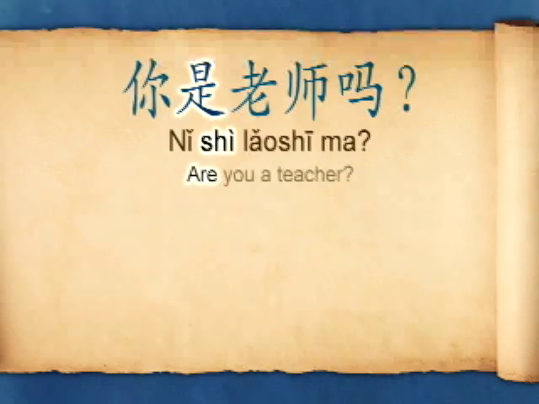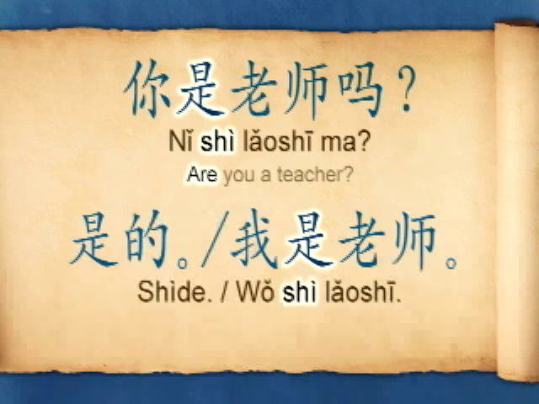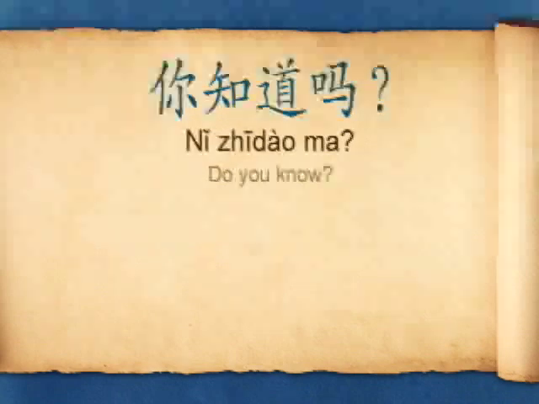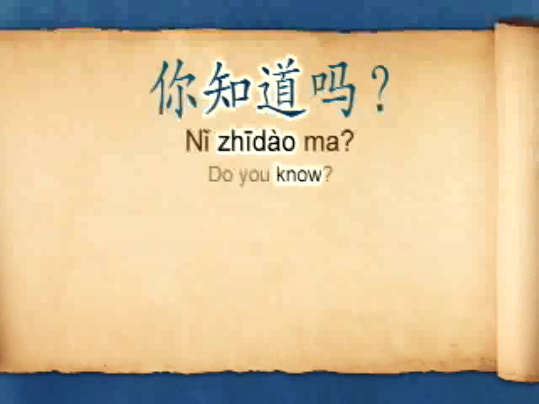是 is the verb in this sentence. To say yes, the response is 是的，我是老师. Yes, I'm a teacher. Here's another example. The question 你知道吗? Do you know? What is the verb in this sentence? Excellent. It is 知道, to know.